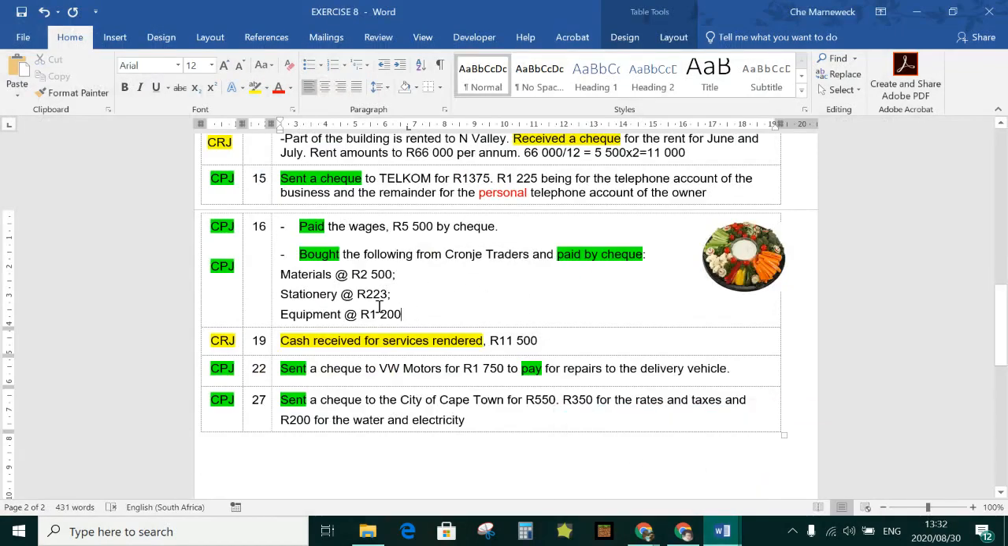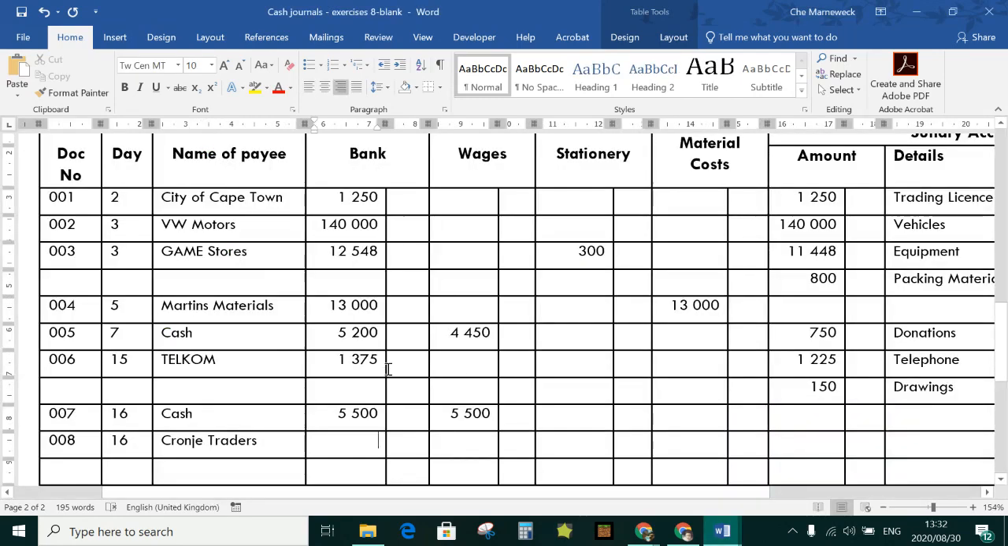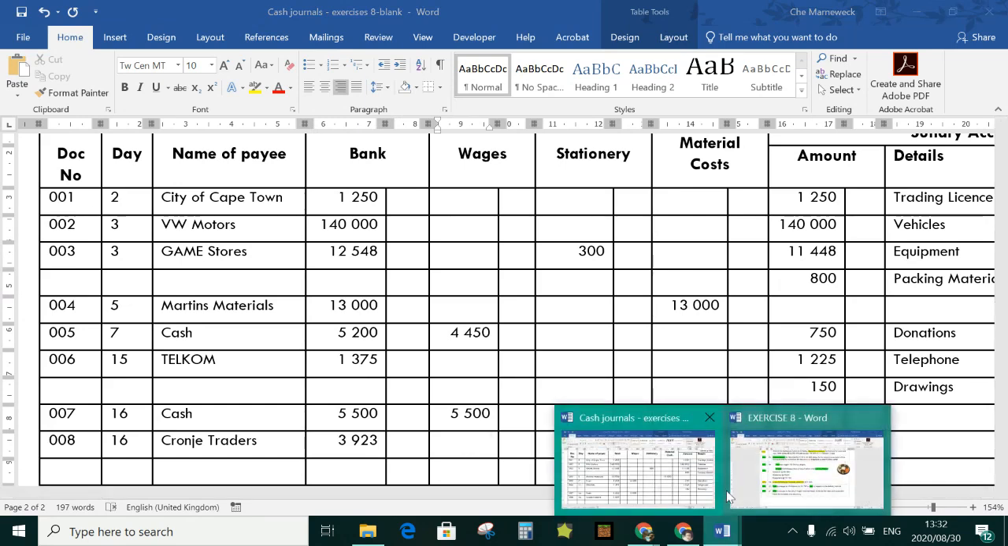So get out our calculator, 2,500 plus 223 plus 1,200, and you should get 3,923 Rand. So that is the total that we spent, 3,923 Rand. We split it up into what we are purchasing.